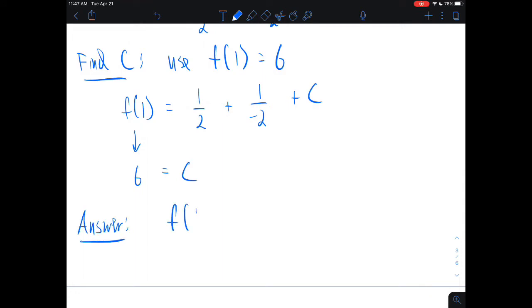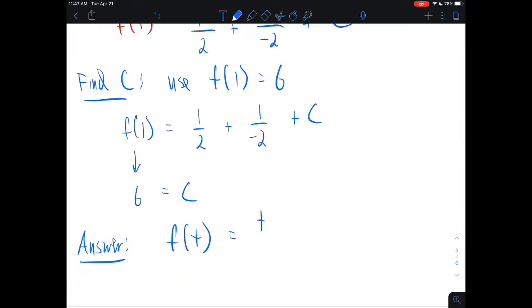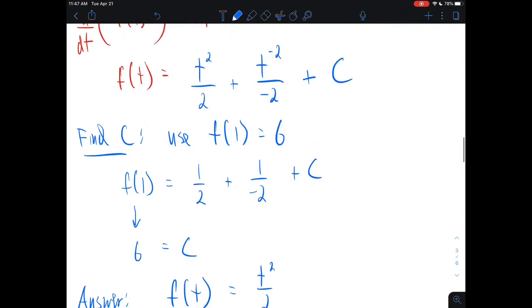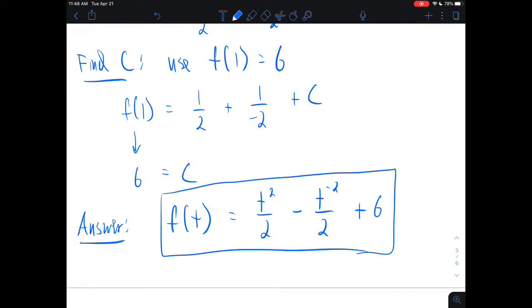would be f of t equal to t squared over 2. And instead of writing plus t to the negative 2 over negative 2, I'm just going to write minus t to the negative 2 divided by 2. And then instead of writing c, I'm just going to write 6, since we know that it's equal to 6. So if you're wondering, well, how would I know if I got the right answer?